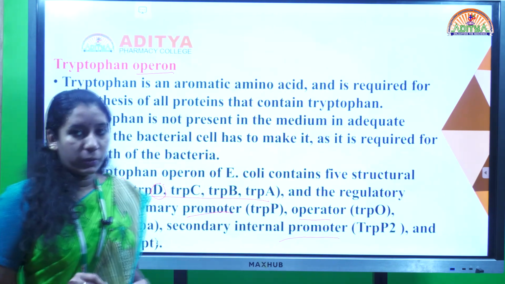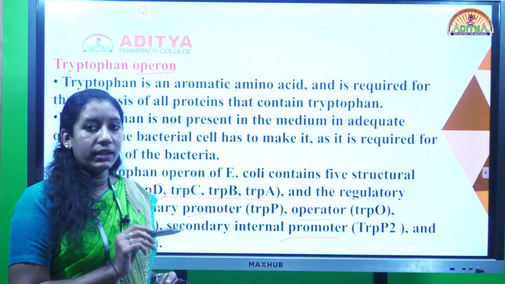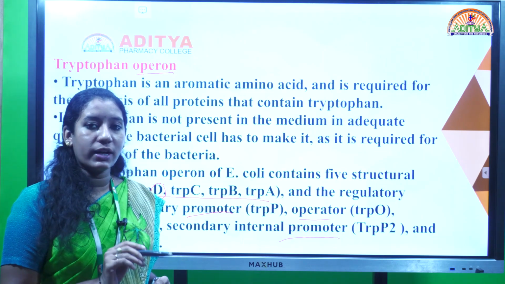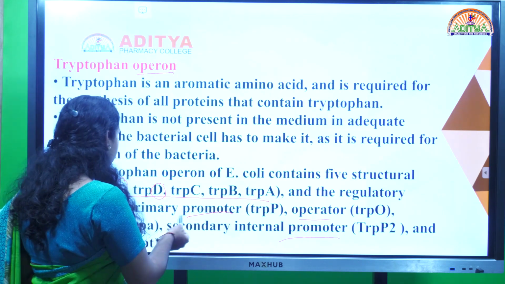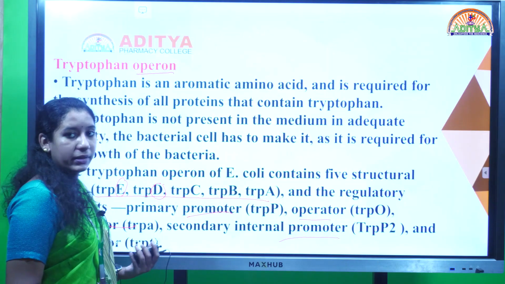So the tryptophan operon contains the structural genes tryptophan E, D, C, B and A. Along with these structural genes, it also contains the operator as well as the primary promoter element, secondary promoter element and the terminator element.